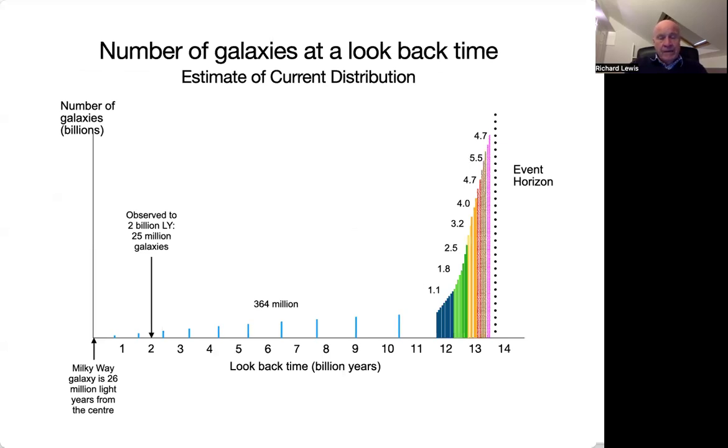So we can then look at our galaxy distribution as it is now and show it in relation to the look back time, which slightly changes the distribution, but you still have a situation where the galaxy distribution is heavily skewed towards the event horizon. Remember in all of this that the Milky Way galaxy is only 26 million light years from the center. So all the observations that we make of this galaxy field are made from the vantage point, which is very close to the center.